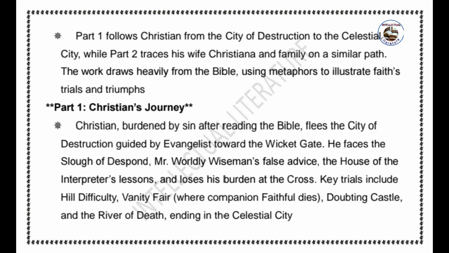Part 1. Burdened by sin, after reading the Bible, Christian flees the City of Destruction, guided by Evangelist toward the Wicket Gate. He faces the Slough of Despond, Mr. Worldly Wiseman's false advice, the House of Interpreter's lessons, and loses his burden at the cross. Key trials include Hill Difficulty, Vanity Fair, Doubting Castle, and the River of Death, ending in the Celestial City.